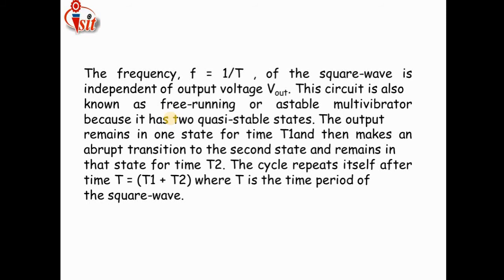The output remains in one state for the time t1 and then makes an abrupt transition to the second state and remains in that state for the time t2. The cycle repeats itself after the time T equals t1 plus t2, where T is the time period of the square wave.